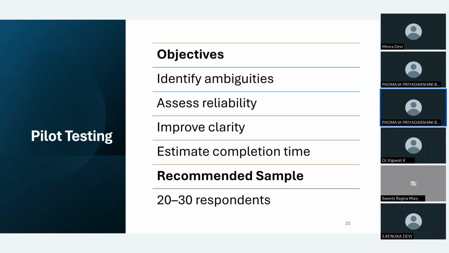So when we go with the pilot testing, our objectives should be to collect a small set of samples, and when we run the whole statistical data analysis, we will try to figure out the ambiguities, whether there is any confusion. We will also assess the reliability part. We will also improve the clarity. We will revisit our questionnaire. And also with that, we can try to estimate our completion time.